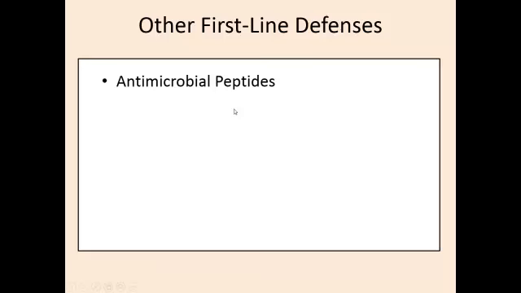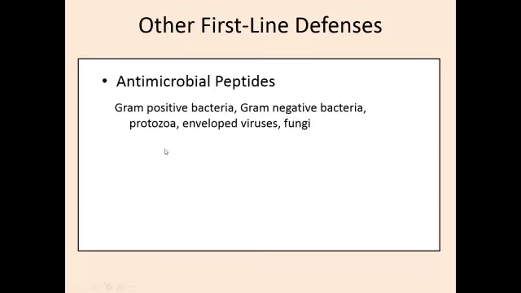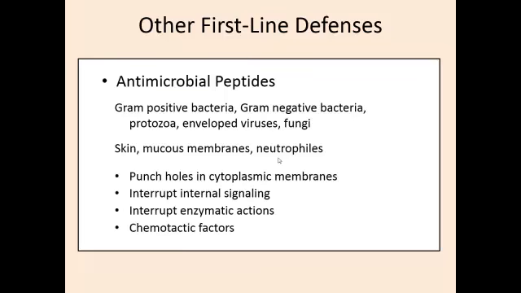Let's talk about antimicrobial peptides again. The chapter brings them up twice, therefore we will talk about them twice. But here's some new material. First off, antimicrobial peptides, depending upon which ones they are, can be effective against gram-positive bacteria, gram-negative bacteria, protozoa, enveloped viruses, and fungi. So that covers most of what you're going to come in contact with. And in review, it's produced by your skin, your mucous membrane, and it's also produced by your neutrophils, which we are going to talk about in the next topic. And here's a reminder of what they can do.